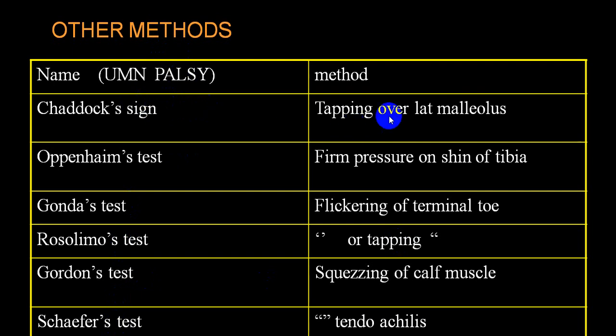When you tap over the lateral malleolus, it is called Chaddock's sign. When you apply firm pressure on the shin of the tibia, it is called Oppenheim test. When you flick the terminal toe, it is called Gonda's test. When you tap with a hammer on the terminal toe, that is called Rossolimo. When you squeeze the calf muscle, Gordon test. And when you squeeze the tendo Achillis, it is called Schaefer test. These are some of the tests in upper motor neuron lesions you can elicit, and they will be much better elicitable in children.